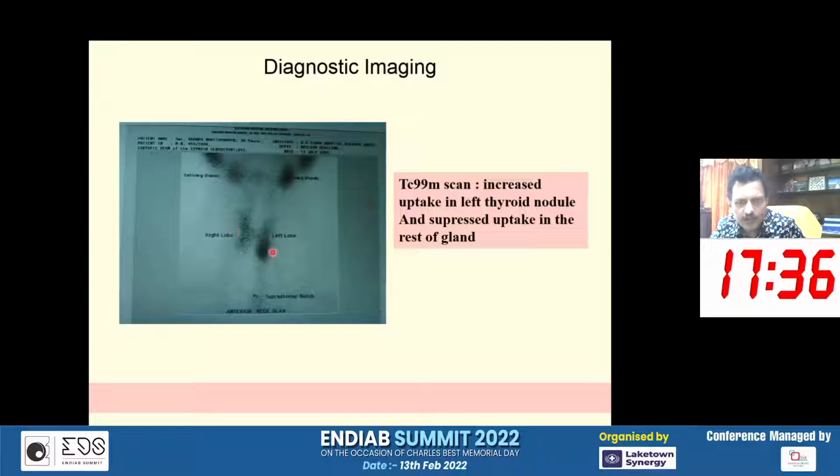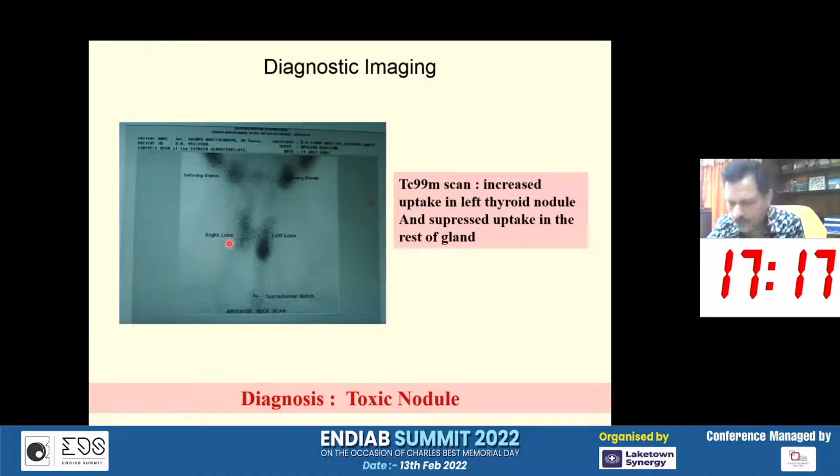is suppressed because this portion of the gland is producing so much hormone that TSH is suppressed, and the rest of the gland, though normal, is not functioning at the point of time. So therefore, our diagnosis is toxic nodule.